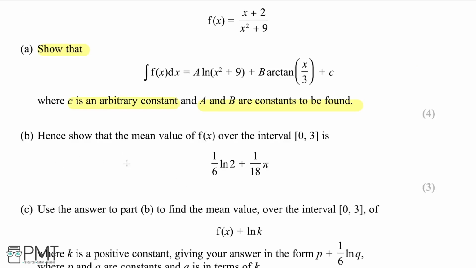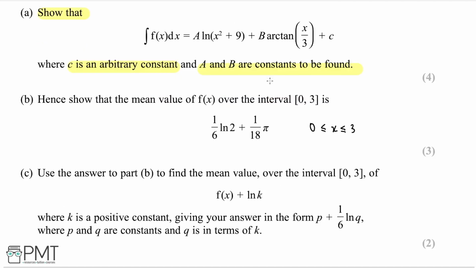Now for part B, we need to use this information in part A in order to show that the mean value of f of x over the interval of 0 to 3, well, we can rewrite this interval as 0 is less than or equal to x is less than or equal to 3, is 1 over 6 ln 2 plus 1 over 18 pi. Well, you can recall that the mean value of a function can be calculated by doing 1 over b minus a times the integral between a and b of f of x dx, where a and b are the interval over which the mean value is calculated.